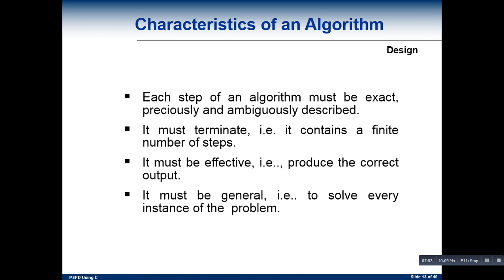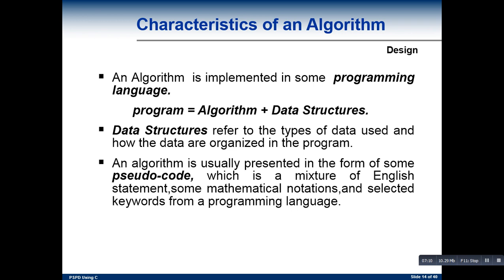Now, an algorithm is implemented in some programming language. Program equals algorithm plus data structures. Data structure refers to the types of data used and how the data are organized in the program. And now an algorithm is usually presented in the form of some pseudocode, which is a mixture of English statements, some mathematical notations, and selected keywords from a programming language.